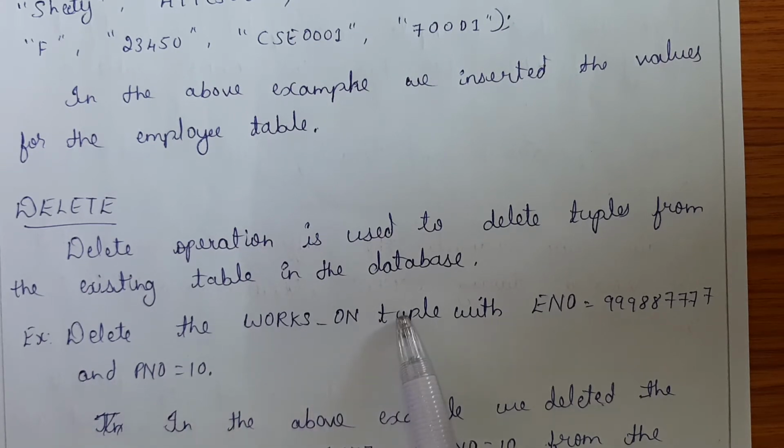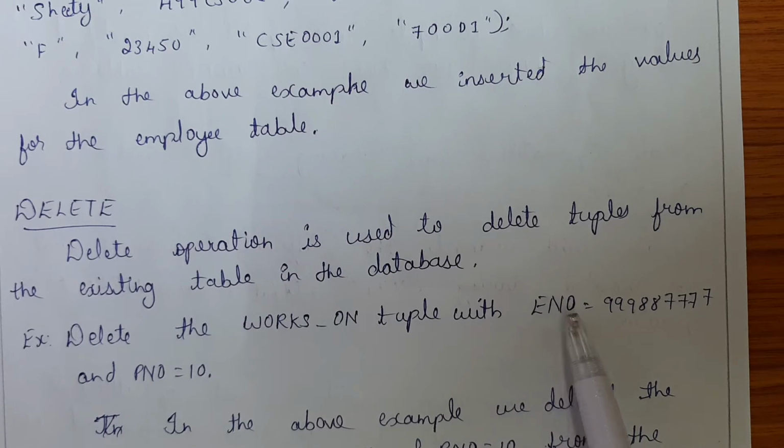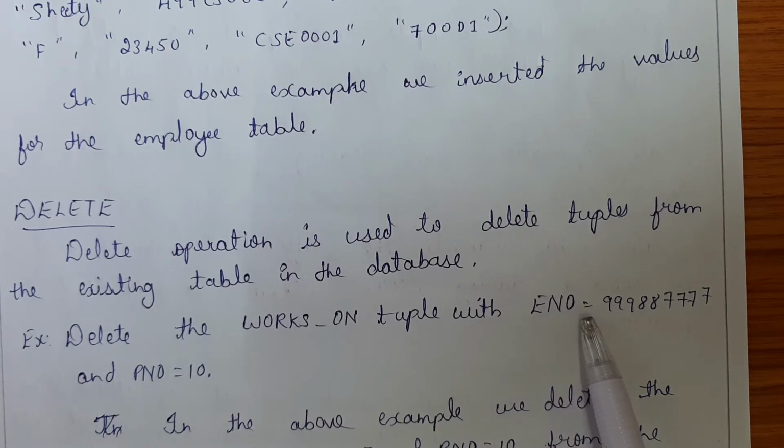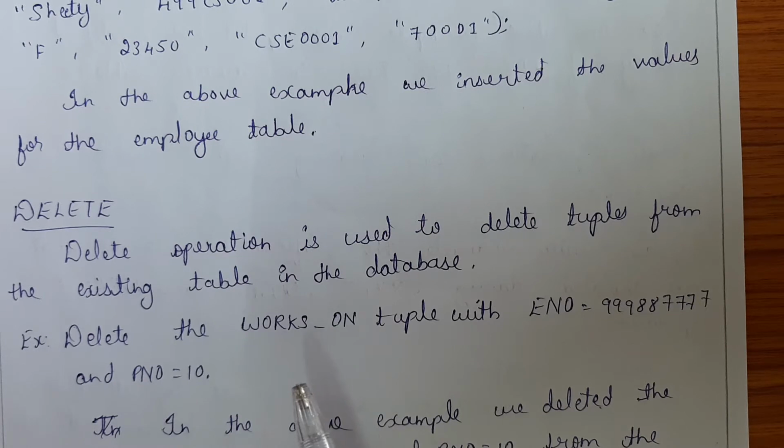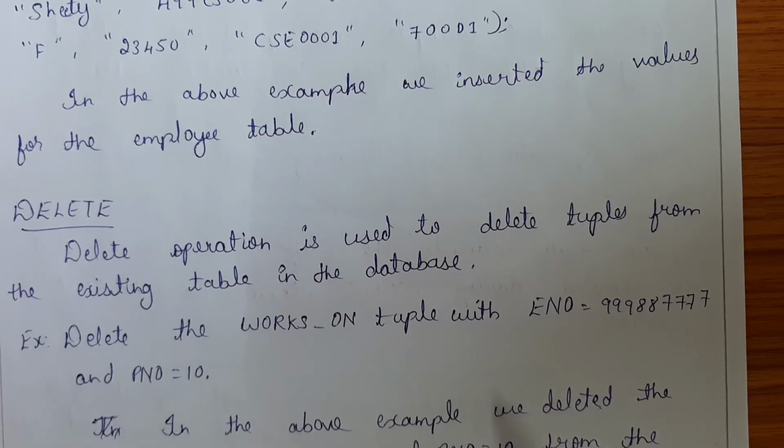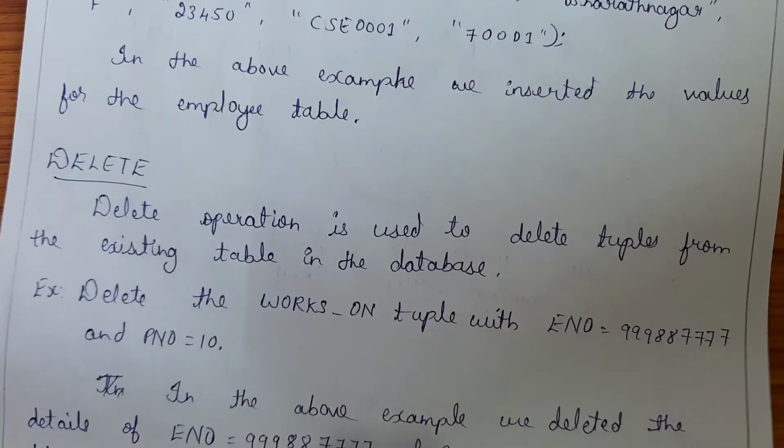In this, the tuple, that is the row with this employee number and the project number 10, we have to delete. So this entire row should be deleted. The tuple is nothing but a row. So this particular detail we are going to delete. So this is how the delete operation performs.